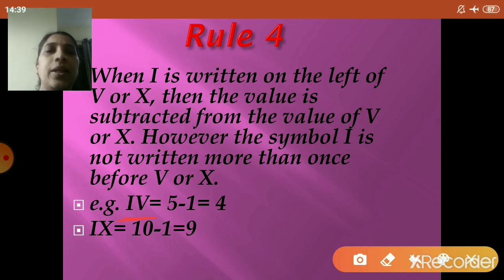So what we are doing, we are subtracting it from the bigger number. So 5 is your bigger number, so 5 minus 1 becomes 4. Now take a second example. Again, the X symbol is there and the capital I is written to the left of X. The symbol for X is 10, and you are subtracting 1 from it, so you get the answer 9.